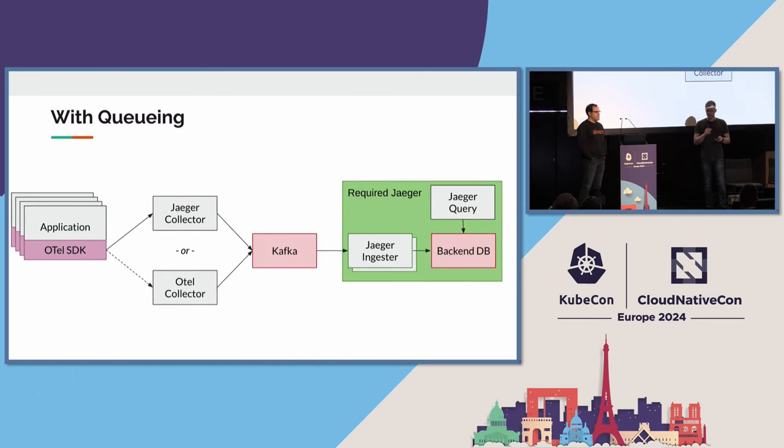If you need more scale, you would typically deploy Kafka in front of Jaeger. And as I mentioned before, the OTel collector can send data to Kafka in the Jaeger format that can then be received by the Jaeger ingester and stored into your database.